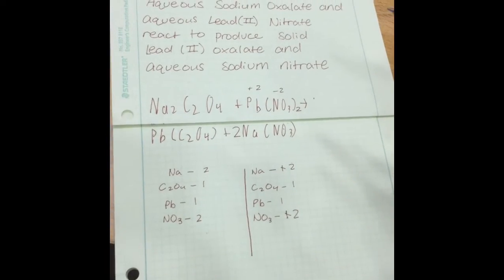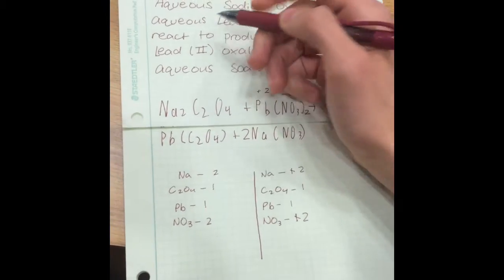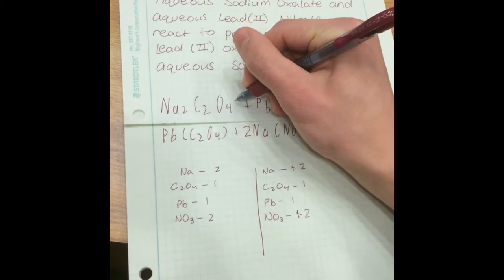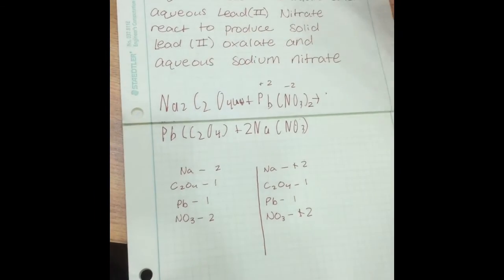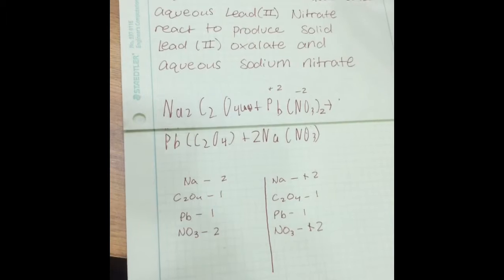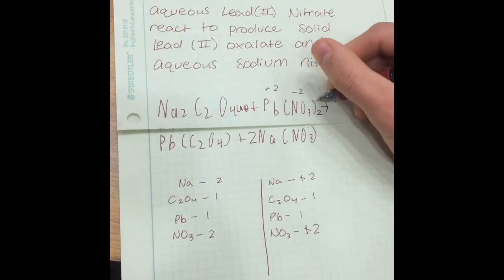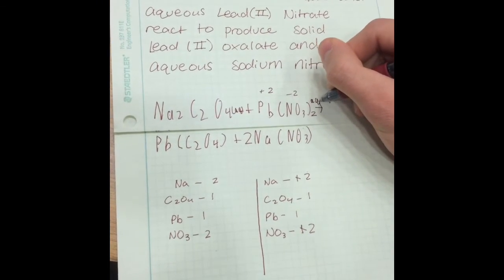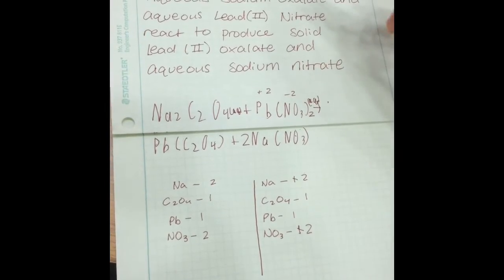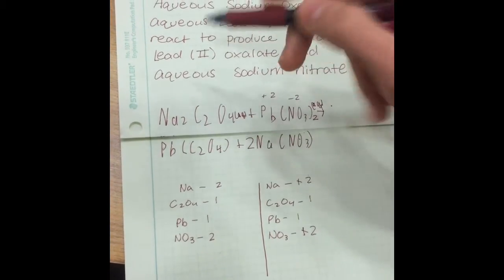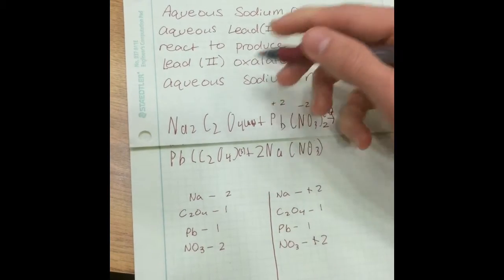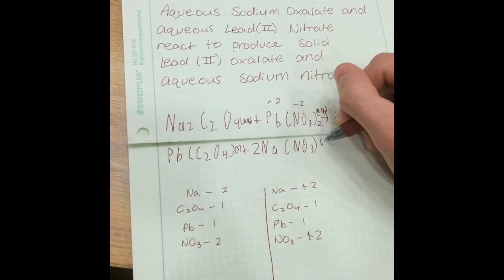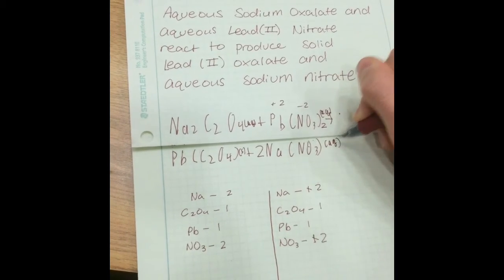And the last thing we have to do is write what state it's in. So this one's aqueous, so we write AQ there. And so is this right here. So AQ. And then down here, this one's solid, so we write an S. And then the last one's aqueous again. And aqueous means dissolved in water. So now we're done.